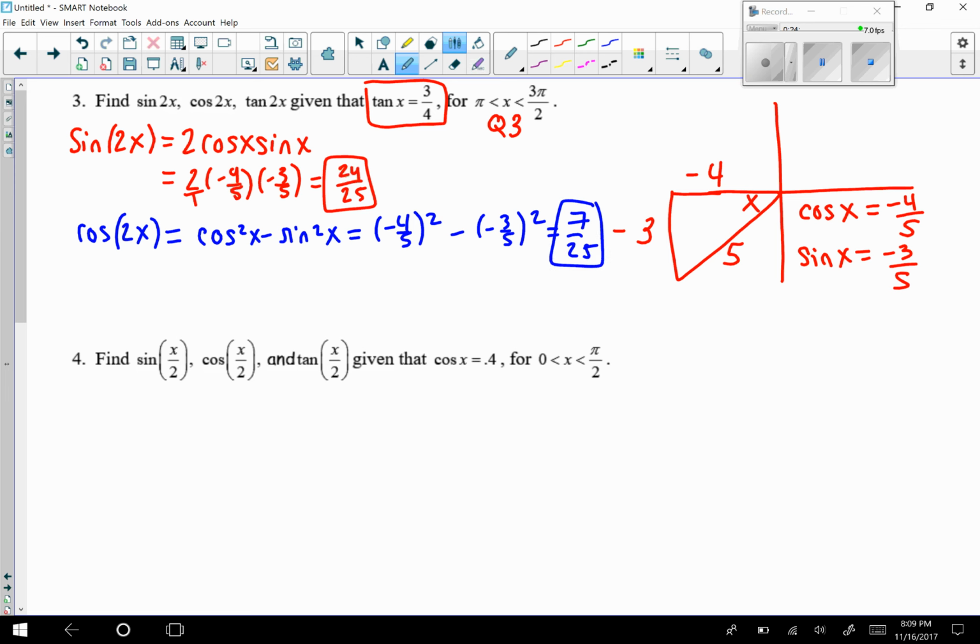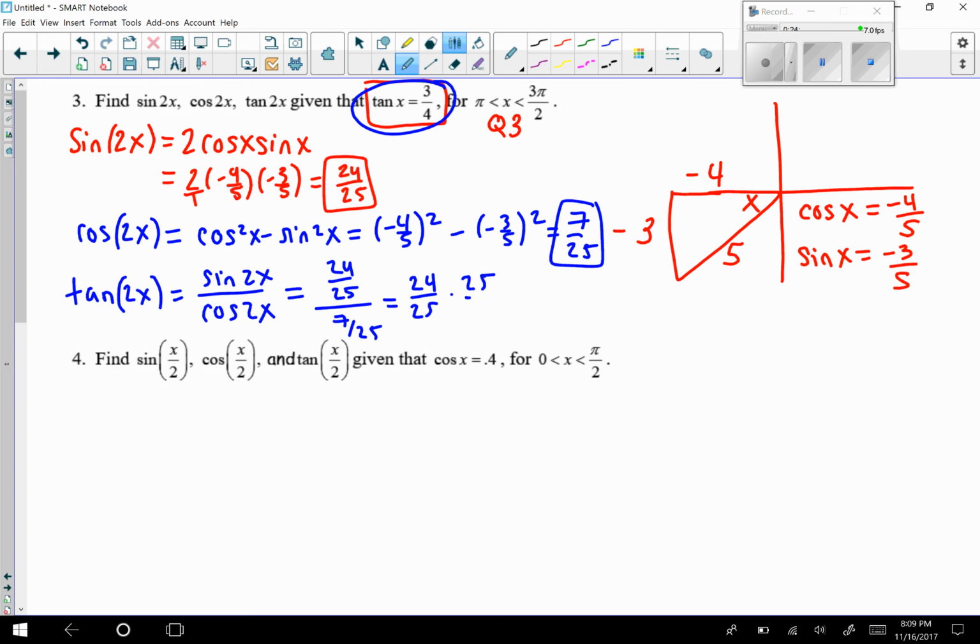And then for tangent, we can do the sine double angle formula divided by the cosine double angle formula. Or because we were given tangent, we could actually use the tangent double angle formula, just whatever you prefer. So sine would be 24 over 25 divided by 7 over 25. That's 24 over 25 times 25 over 7, because you're multiplying by the reciprocal. So notice we get 24 over 7.